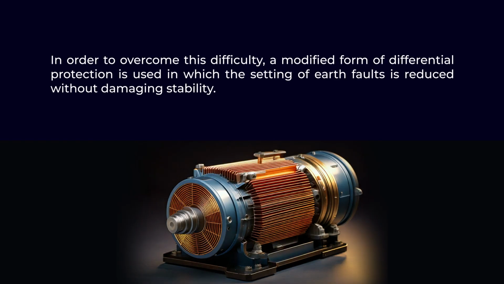In order to overcome this difficulty, a modified form of differential protection is used in which the earth fault setting is reduced without damaging the stability. Under that, a separate earth fault relay is used to detect the ground fault. The modification involves a change only to the relay connection. Specifically, two relays are chosen for phase fault protection, while the third relay is dedicated to earth fault protection.